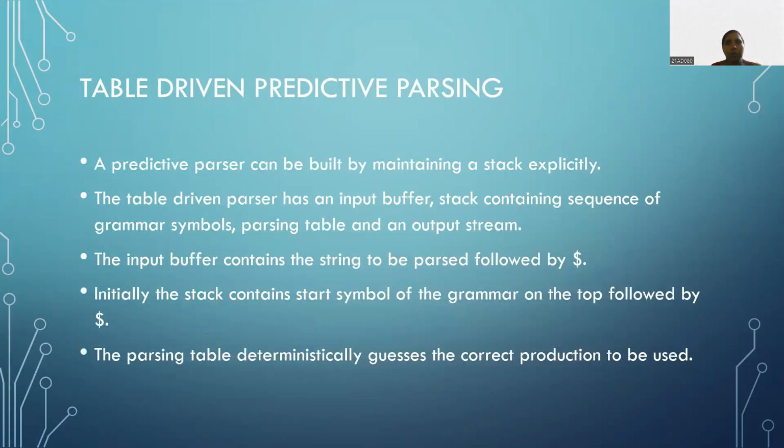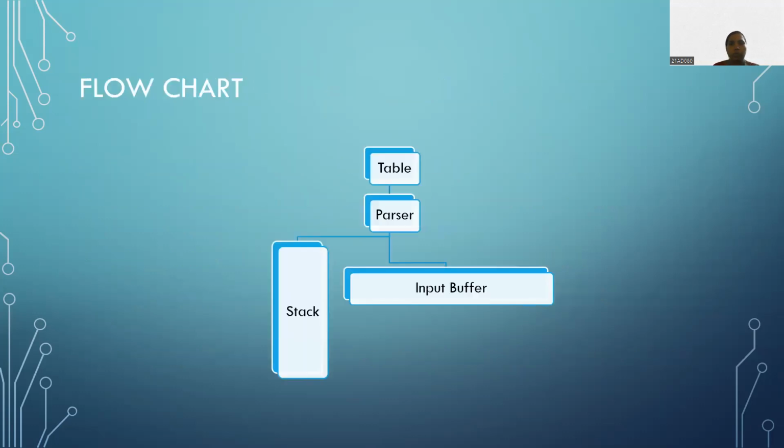Now, the table-driven predictive parser. A predictive parser can be built by maintaining a stack explicitly. So that's what I said. The end of the input string will be marked, and in your stack, initially you will push the dollar. You all know that a stack is last in, first out, and the two basic operations of a stack are push and pop. The table-driven parser has an input buffer, a stack containing a sequence of grammar symbols, a parsing table, and an output string. The input buffer contains the string to be parsed followed by dollar. Initially, the stack contains the start symbol of the grammar on top followed by dollar. The parsing table deterministically guesses the correct production to be used.